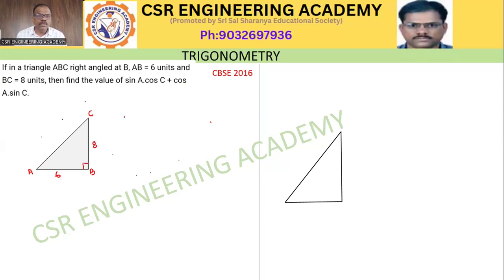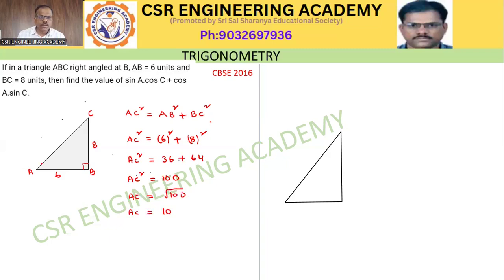According to Pythagoras theorem, AC square is equal to AB square plus BC square. AC square is equal to 6 whole square plus 8 whole square. AC square is equal to 36 plus 64, 100. AC is equal to root 100. AC is equal to 10.